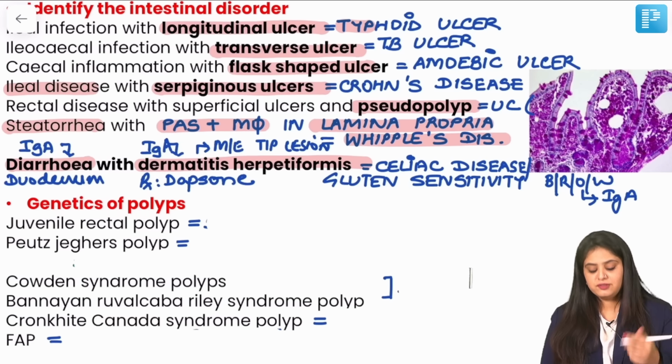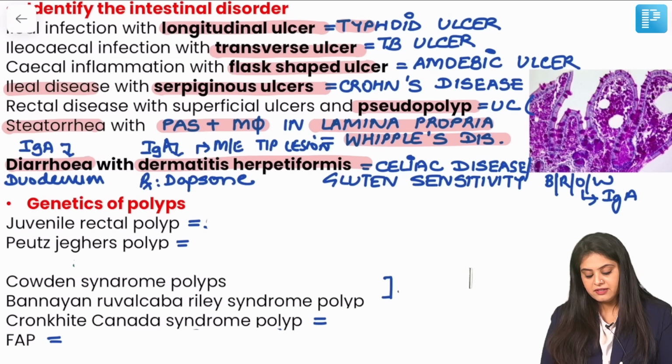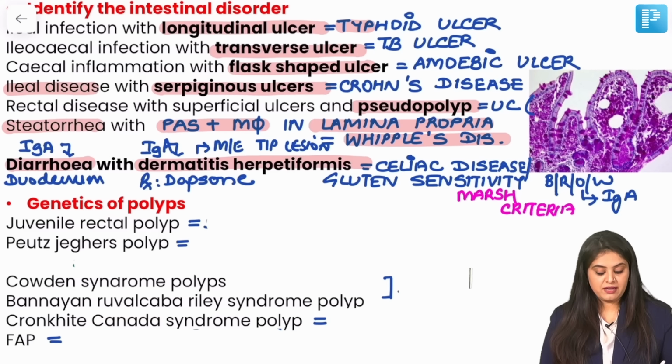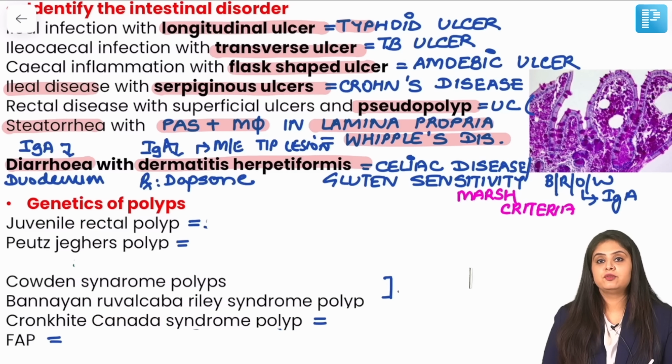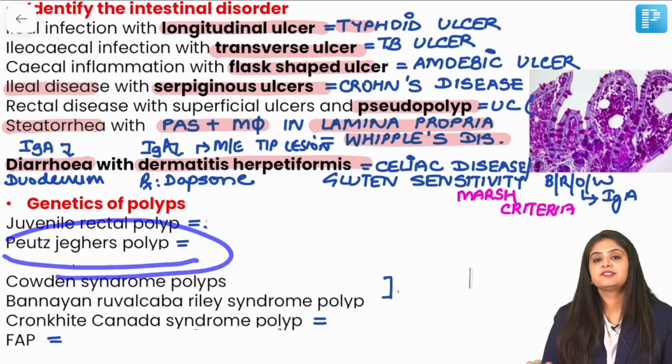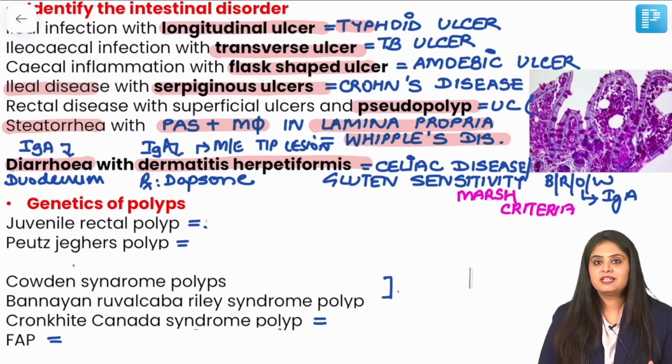But yes, many students during the live session were telling me that the criteria for celiac disease, which we have in medicine, is going to be the Marsh criteria, which is also another question. Moving on to the next, we have a lot of polyps for which they usually ask you genetics. Of course, the single most important is the favorite Peutz-Jeghers, but let's quickly revise all the others.